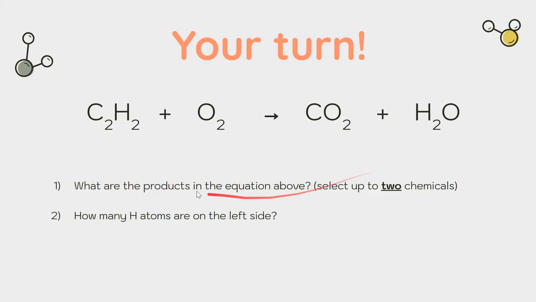This one should have been pretty easy. There's only 2 H atoms on the left side. And next, how many O atoms are on the right side? Check your answer. There's 2 O atoms here and 1 O atom here. So in total, 2 plus 1 gives us 3. All right, let's move on to balancing our chemical equations.